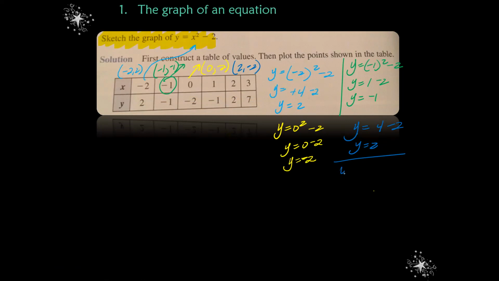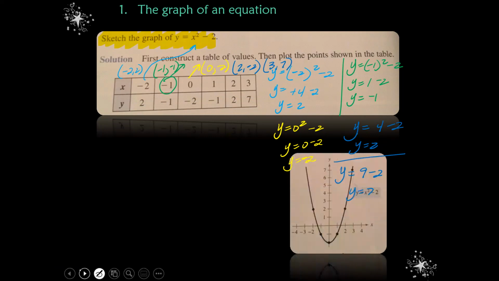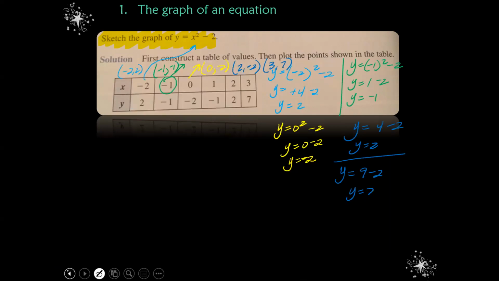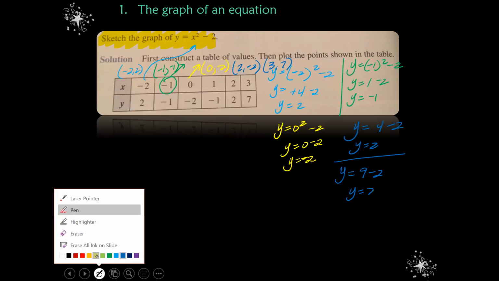And the last one is y is equal to 9 minus 2, so y equals 7. So I just jumped ahead a little bit. So 3, comma 7. So you guys have 5 points that you can go ahead and graph. And if you take a look at this right here, we can go ahead and graph it.